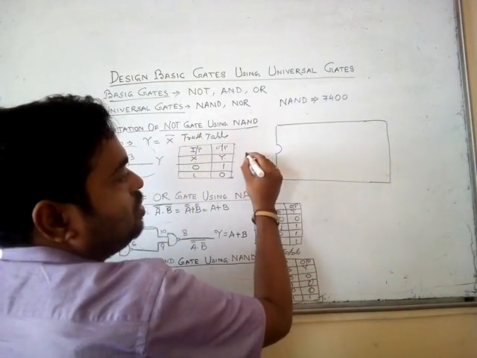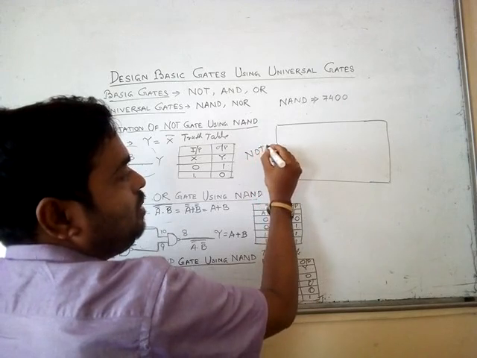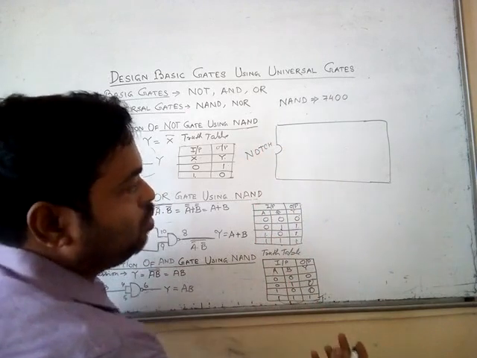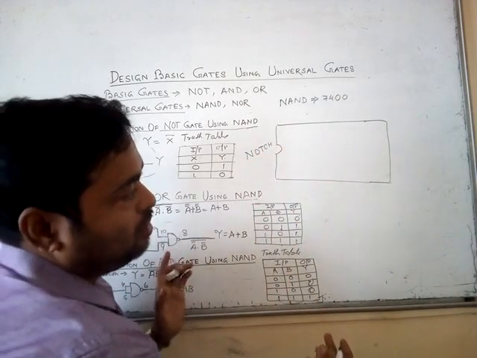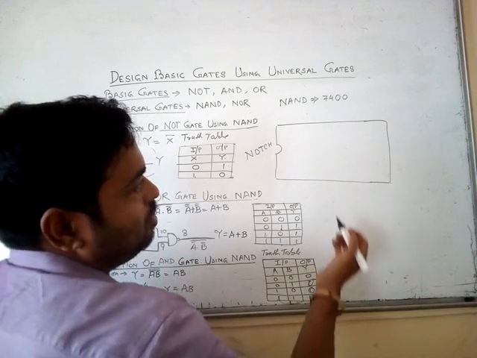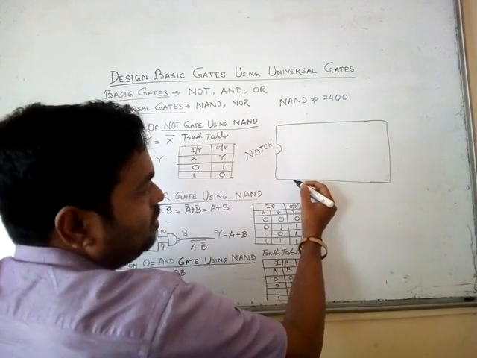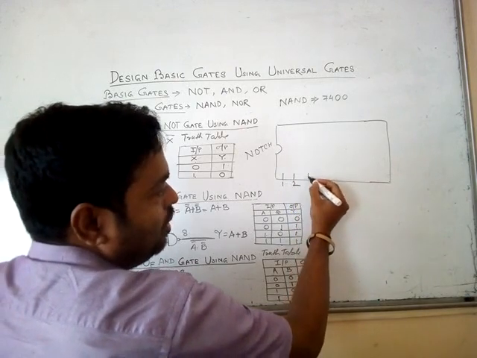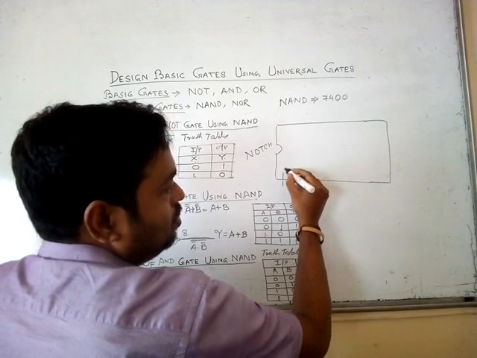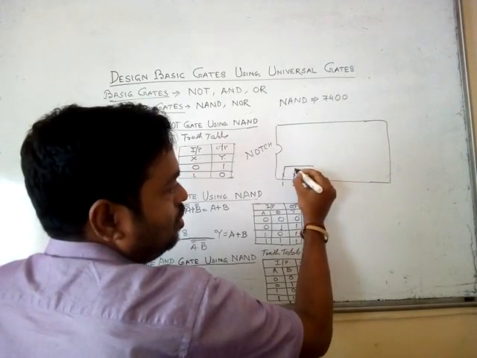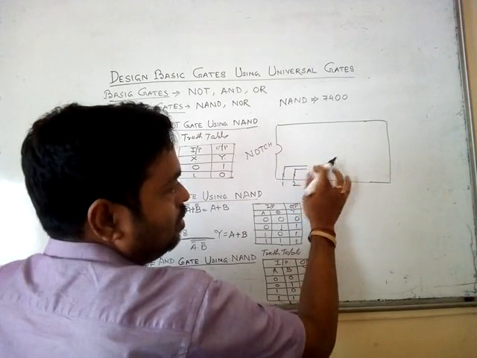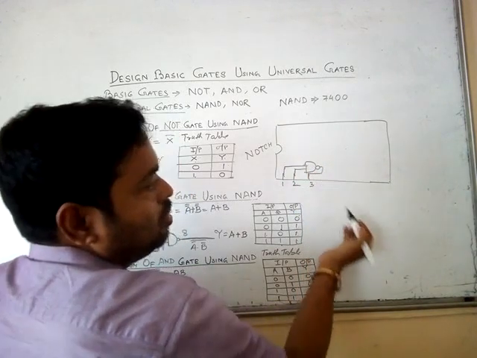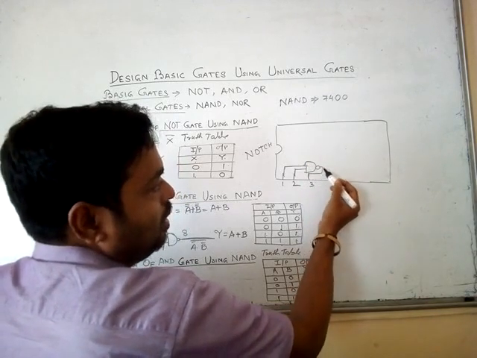It is called notch. Notch. Whenever we take any IC, the notch will be at the left side. Then we count the pin number. It is a 14 pin IC. Pin number 1, 2 and 3. 1 and 2 connect to the first gate and 3 is the output.